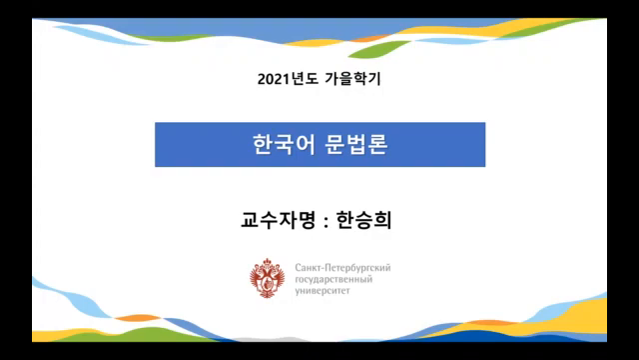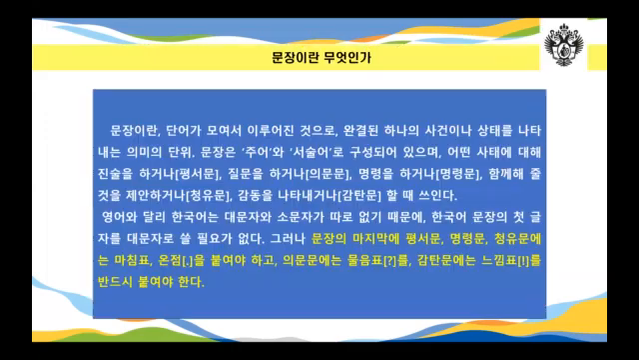Okay, guys, please pay attention. Let's see the slide. Okay, what is a sentence? A sentence is a unit of meaning that is made up of a group of words and represents a complete event or state. Therefore, a sentence basically consists of a subject and a predicate.